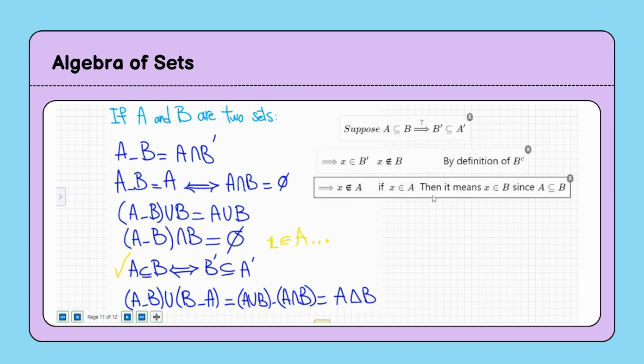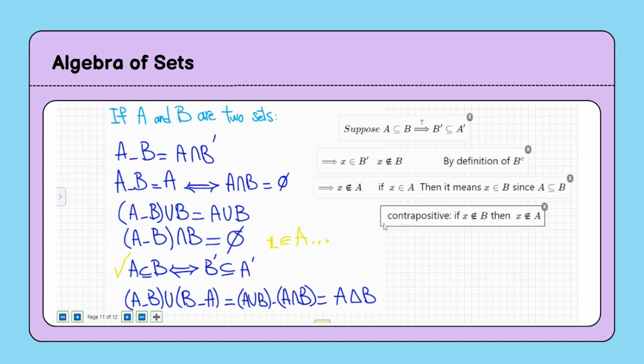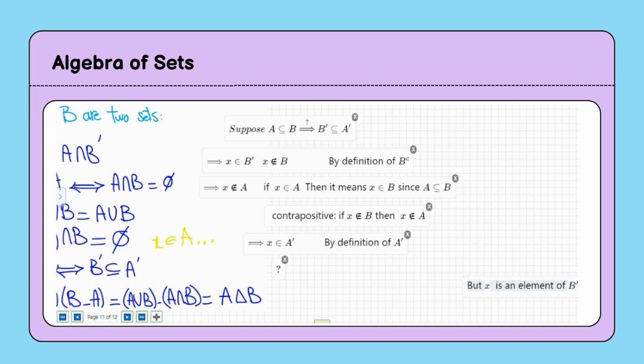Why? Because if X does exist in A, then it means that X exists in B because A is a subset of B. So everything inside A should be in B. But that doesn't work because above we said X is not a part of B. So the contrapositive of the above sentence is that if X is not in B, then X is not in A, right? Next we have, so now that it's not in A, X is in A complement. So by definition of A complement, it was not in A, so it's in A complement.